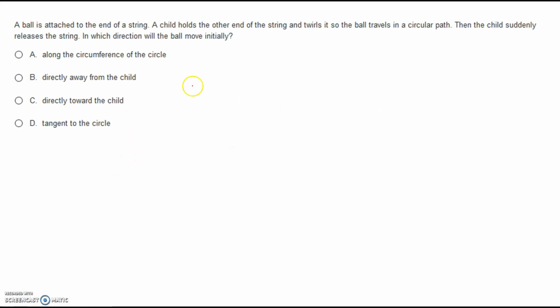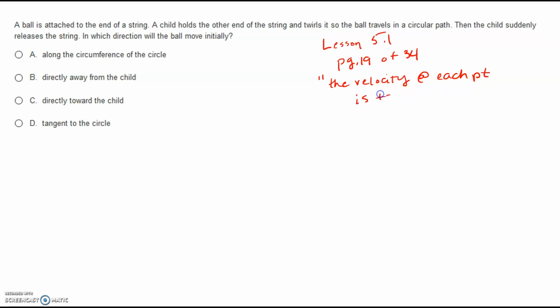All right, this first question, I used lesson 5.1, page 19 of 34. There's a part of it that says the velocity at each point is tangent to the circle. So I chose D.